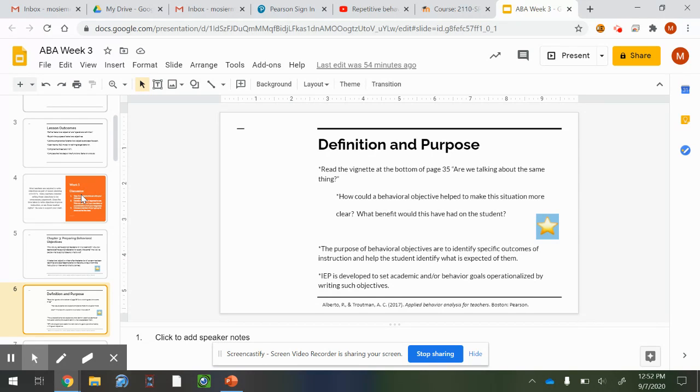IEP, we're going to talk about IEP development with behavioral objectives here later. The IEP, just keep in mind, is developed to set academic and or behavior goals operationalized by writing such objectives. So these objectives kind of drive the support services, everything else that happens in the IEP.